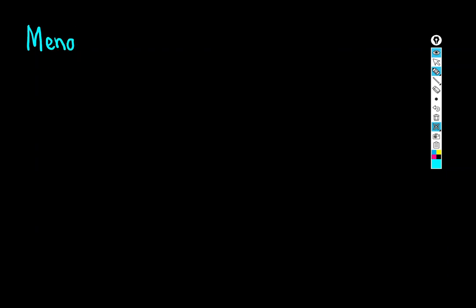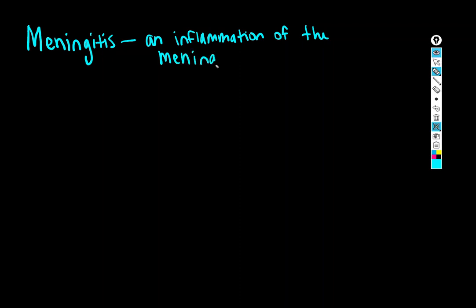And of course, right off the bat, can't spell. So I already described meningitis as an inflammation of the meninges. So remember, we have our cardinal signs of inflammation, which is redness, not that you'd see it, swelling, heat due to increased blood supply, and of course, pain.